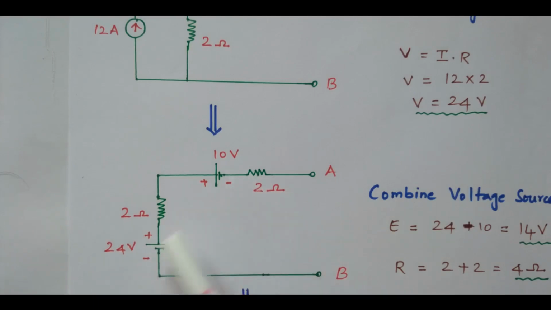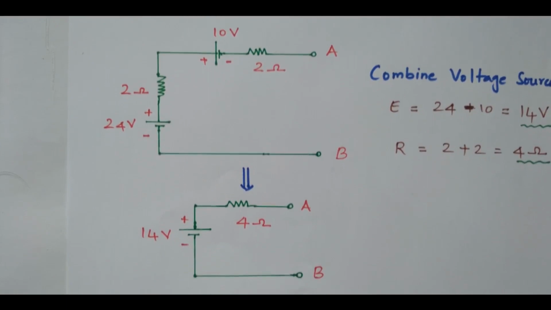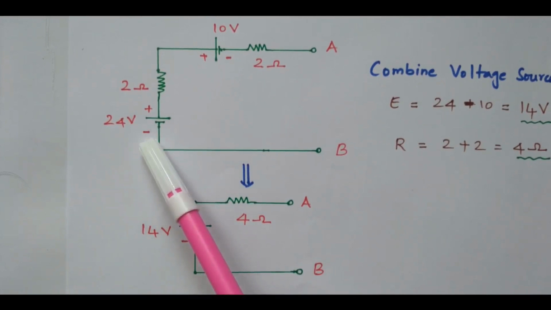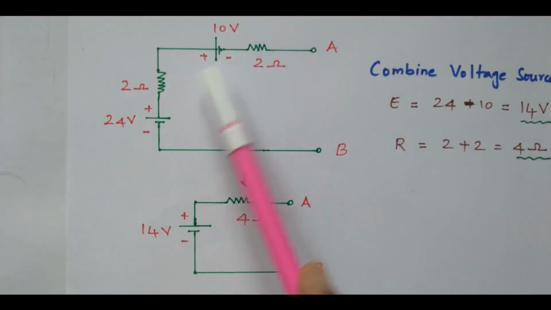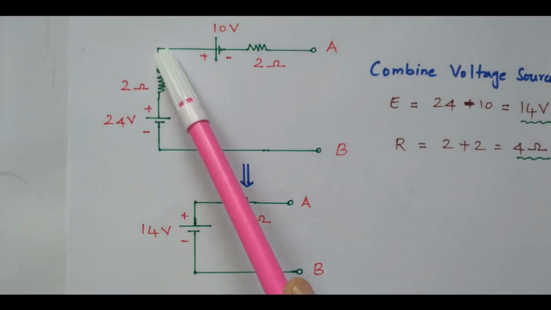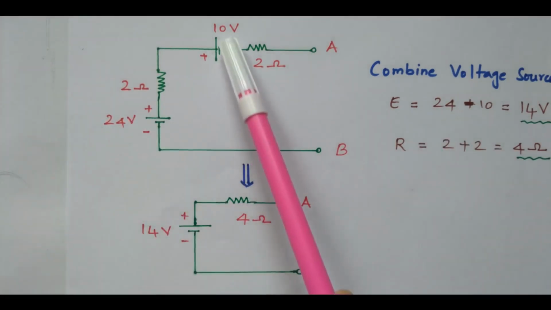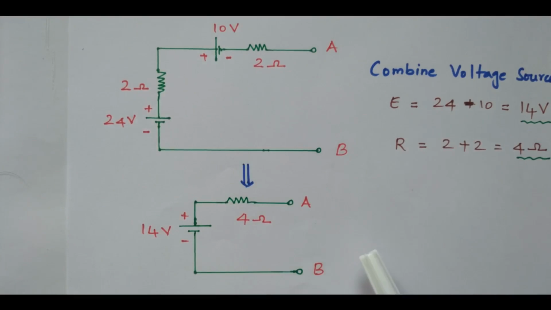Now we have two voltage sources and two resistors that can be easily converted into a single voltage source. Now see the polarity. What is the polarity of this circuit? This is plus, minus, plus, plus, minus. If it is series, it goes minus plus, minus plus, minus plus, like that. If it is minus plus, plus minus, both are opposing. So this 24 minus 10 is 14 volts. The resultant will be 14 volts.